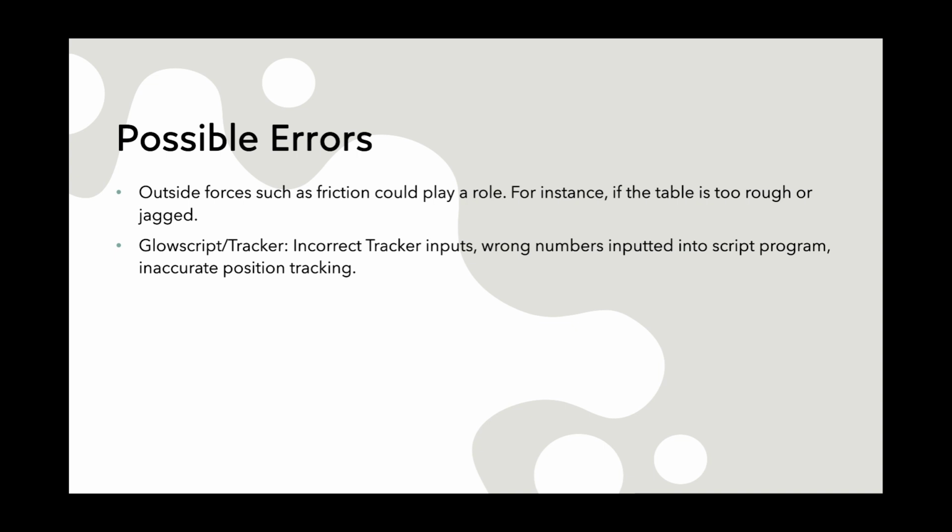The possible errors that we could have had in this experiment are outside forces such as friction that could play a big role, for instance if the table is too rough or jagged. Another big error that could have played a role are GlowScript or Tracker miscues: incorrect Tracker inputs, wrong numbers inputted into the script program, or inaccurate position tracking.